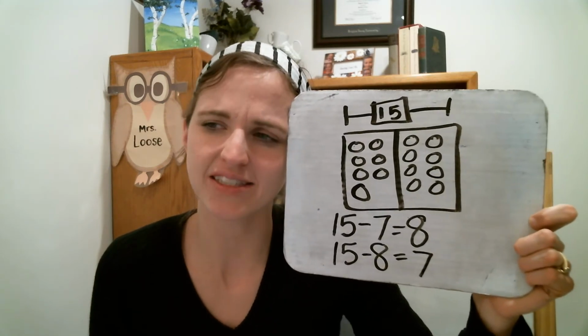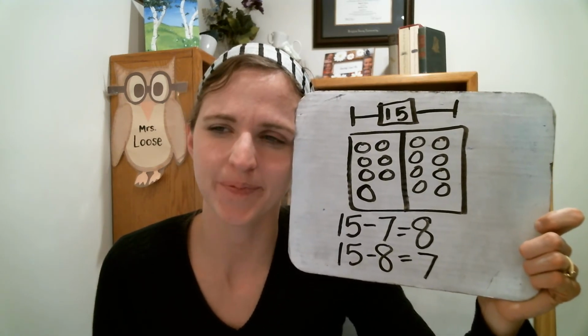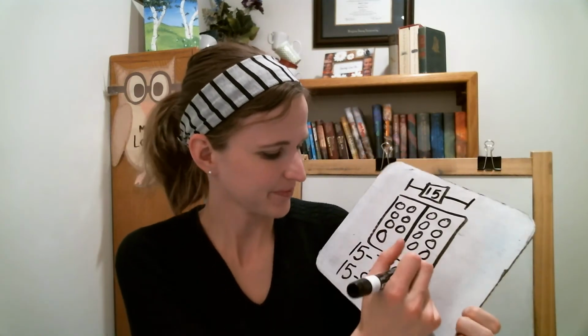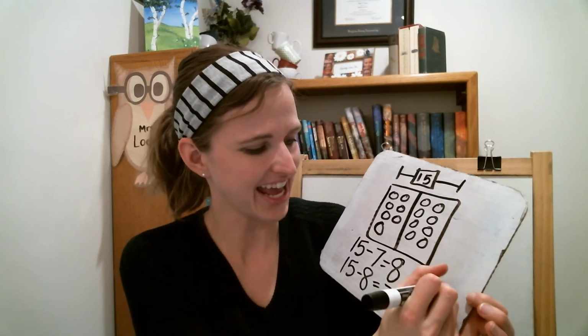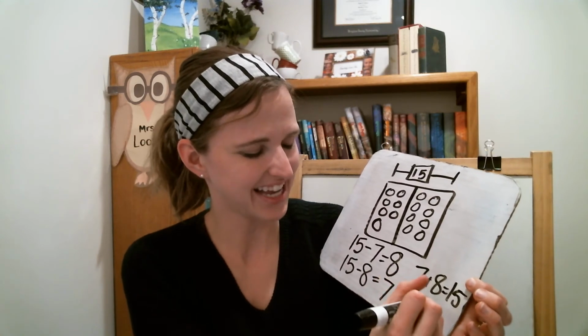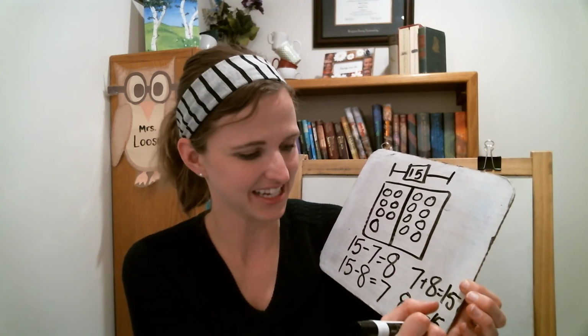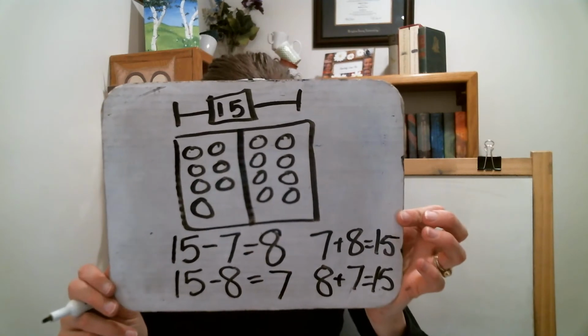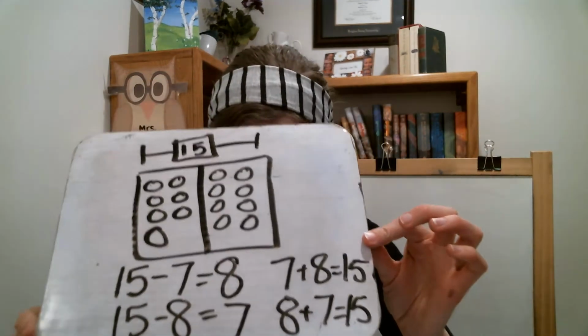What addition facts can you think of for this picture? 7 plus 8 equals 15, and 8 plus 7 equals 15. There you go. Now you have done some very good subtraction and addition. You are getting to know your numbers very well.